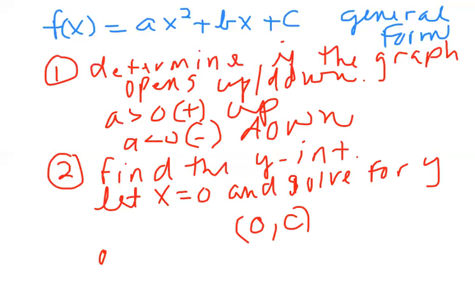By the way, I forgot to mention this part. You could also do f of 0. F of 0 will be equivalent to c. That's the same thing, guys, okay? So what we just did was find one point on the graph of the quadratic. Now, let's move on.